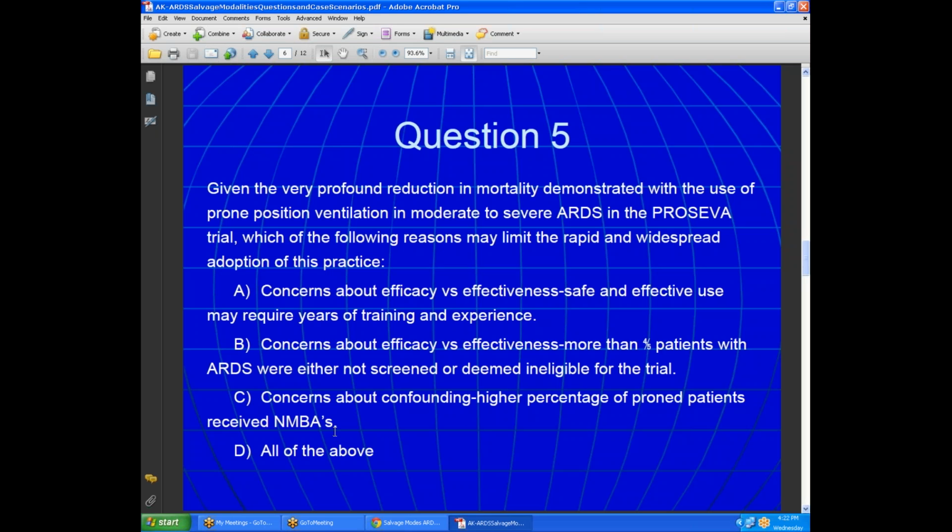Words like concerns, that's always good. Anyhow, so, all of the above. Efficacy versus effectiveness, I think, is important to talk about. Dr. Gong will probably talk about it some, but efficacy is how well something is shown to work in an experiment, and effectiveness is how well something works in the real world. And we've seen huge gaps between these two, particularly in critical care in recent years, right?